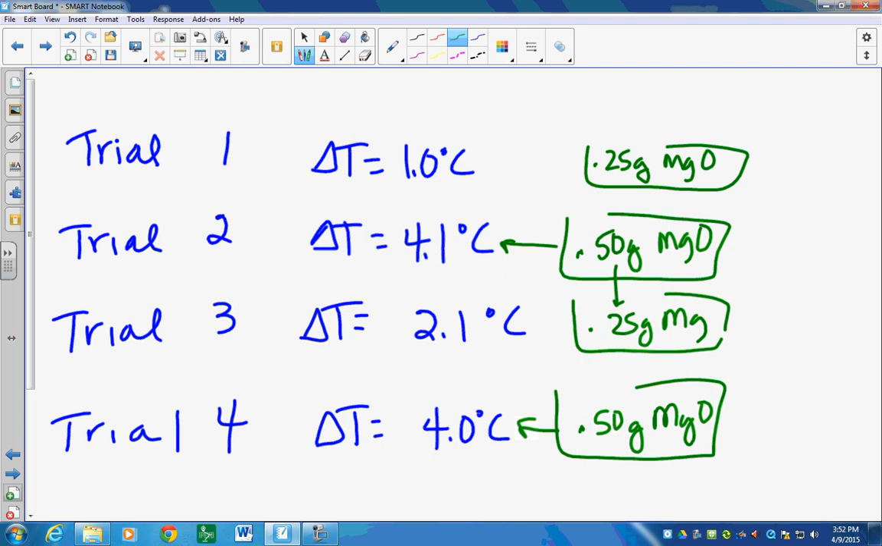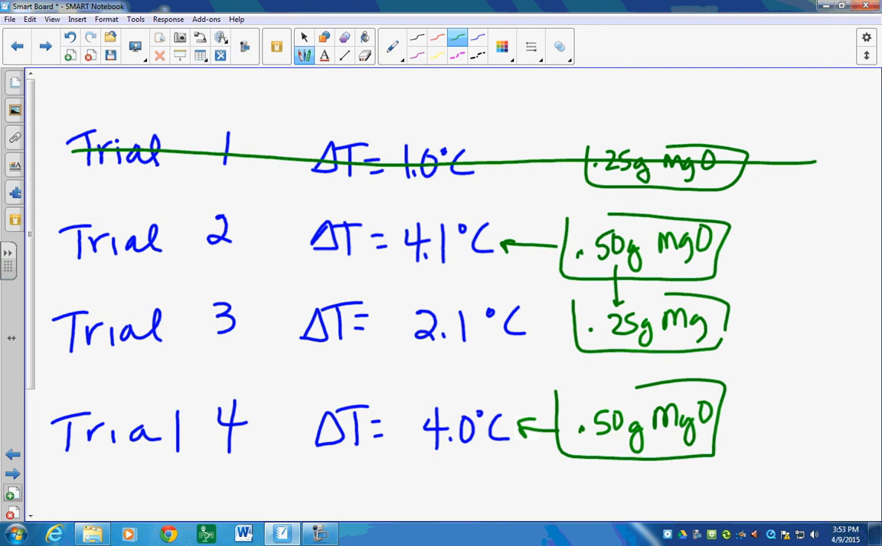So explaining all that, the trial that doesn't make sense is trial 1, and they want you to go back to that original table and draw a line through trial 1. And here's why. According to this, if you put in half a gram of MgO, it goes up pretty close to 4 degrees. See how those match? Because these match, if you use half as much of this, you should have a temperature change that's half as much. So this makes sense. This trial 1 is the trial that doesn't make sense.